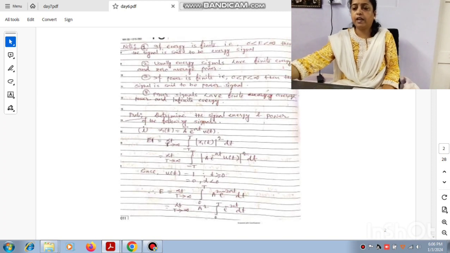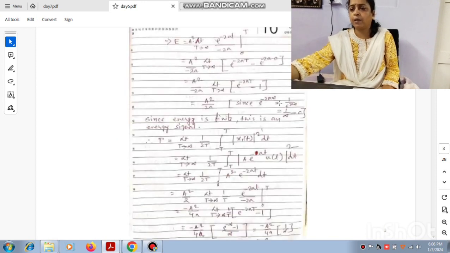Here, one example is described. The given signal is A e power minus a t u of t. If we substitute this signal in the energy formula, solve this integration and substitute the limit, it is seen that the energy value is coming as capital A square by 2a, which is a finite value. That means the energy is finite, hence it is an energy signal.